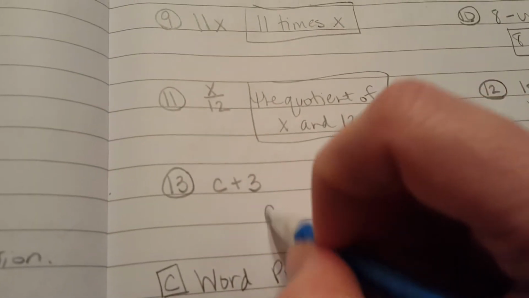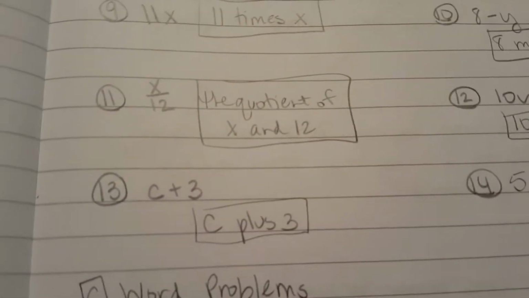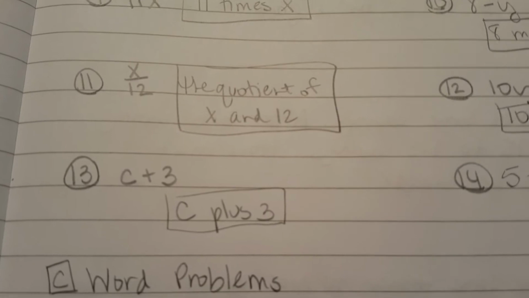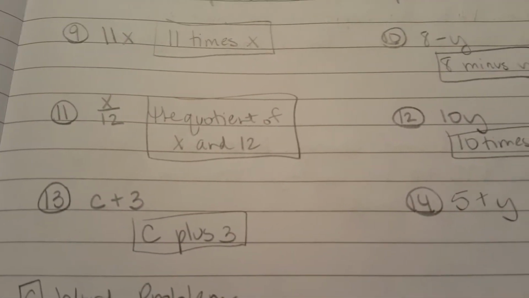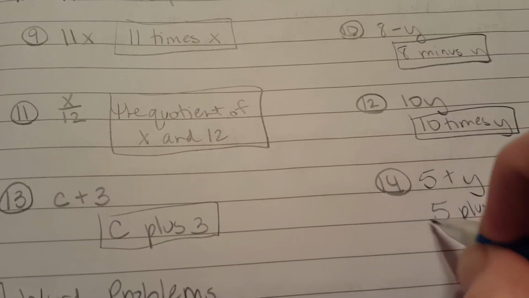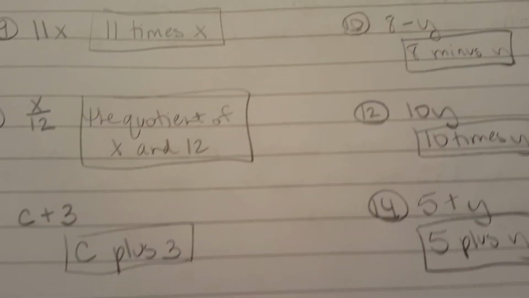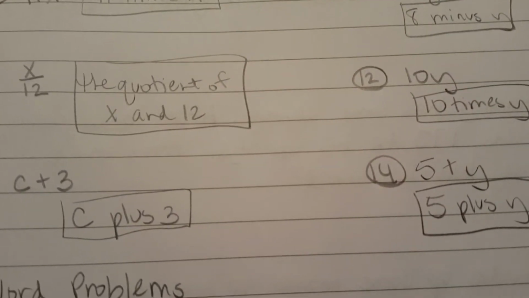Here I could have said c plus 3. I might have said c more than 3. So that's okay too. There might be more than one way to write it. And finally I have 5 plus y. Or I could have said 5 added to y, 5 more than y, either way.